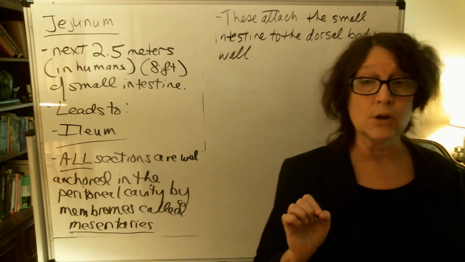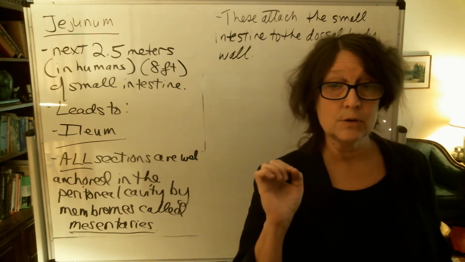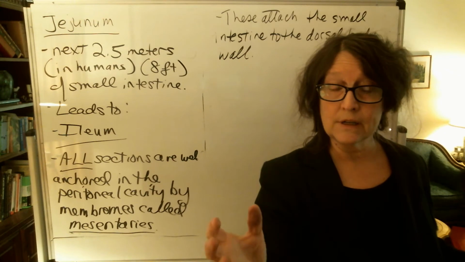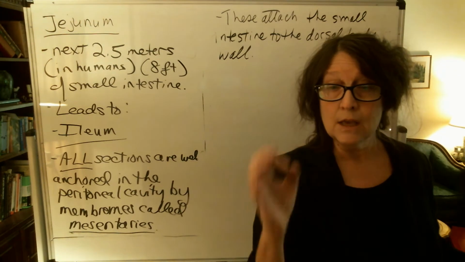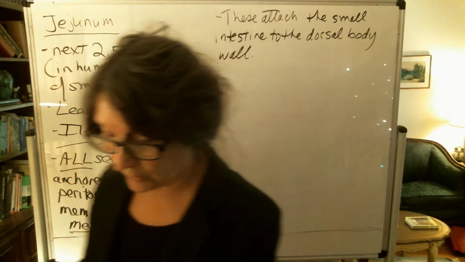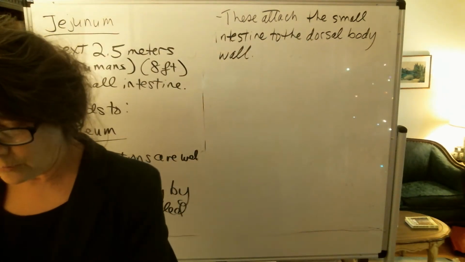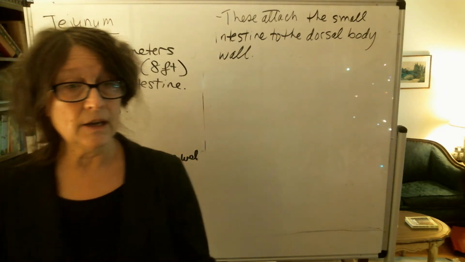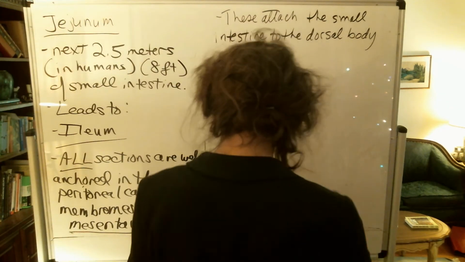The mesenteries also contain blood vessels. Those are the blood vessels that go to the absorptive areas of your small intestine. So those mesenteric blood vessels are incredibly important. So that then is the external anatomy of your small intestine.